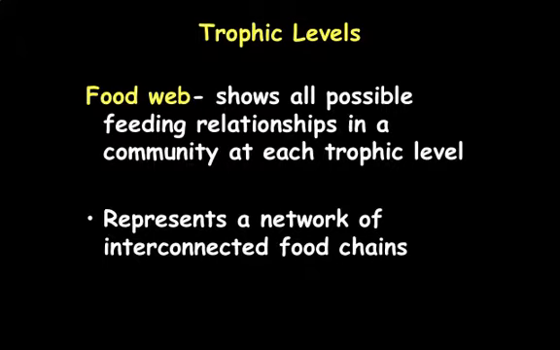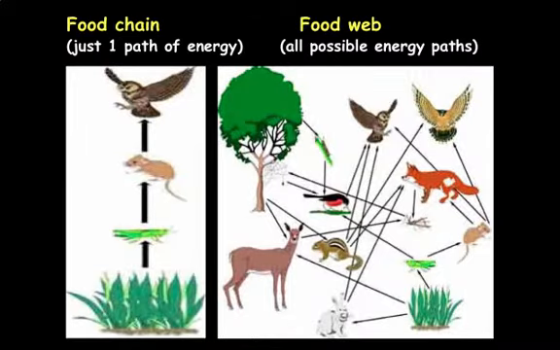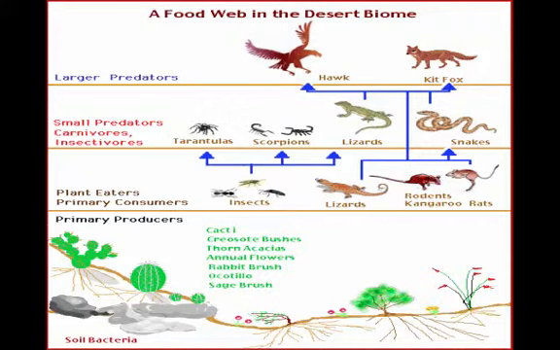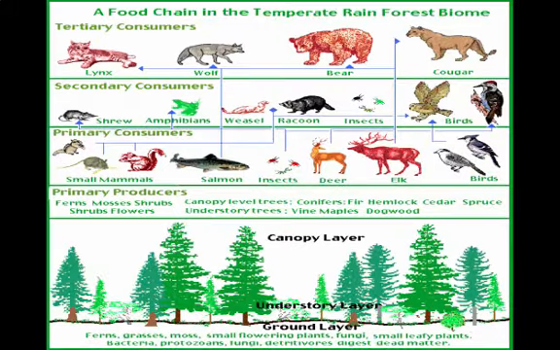Now, a food web is going to show all the possible feeding relationships in a community at each trophic level, and it's going to represent a network of interconnected food chains. So a food chain is just one path of energy. A food web is all the possible paths. So here would be a food web in the desert biome. You would start off with your primary producers, which would be eaten by all the things that are plant eaters, or primary consumers, which could be eaten by anything that is a small predator, which can be eaten by the large predators. And it just shows all the different relationships.